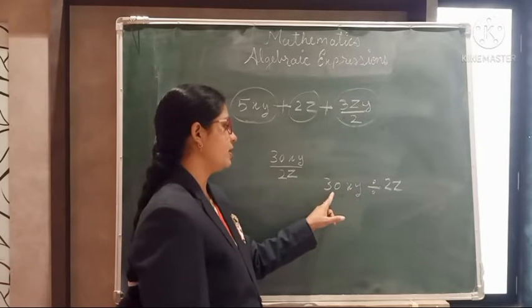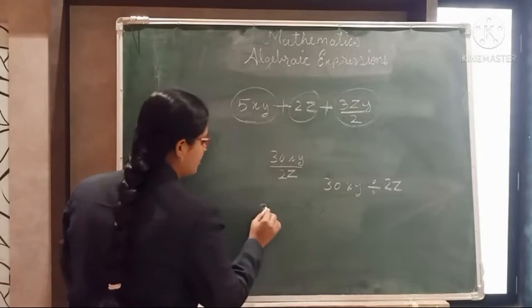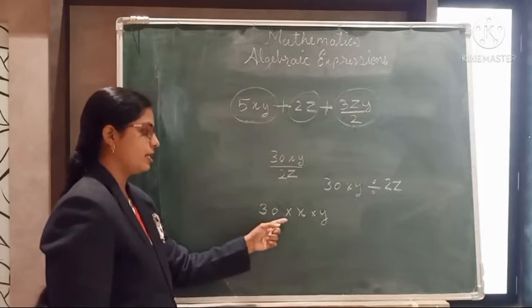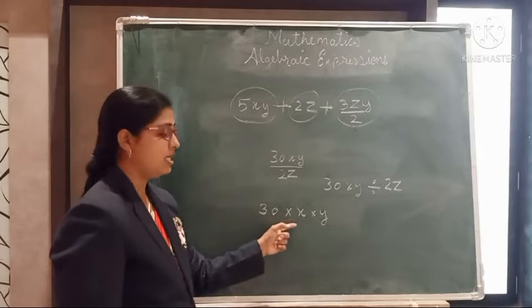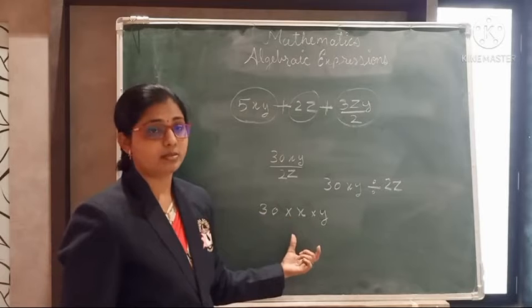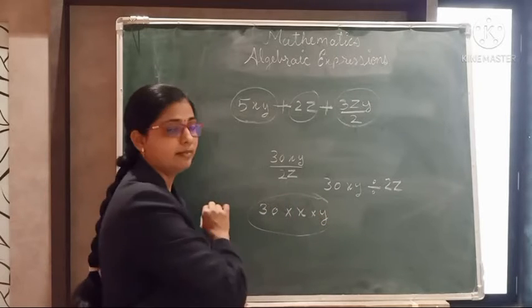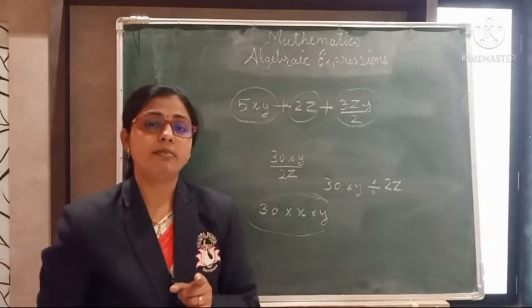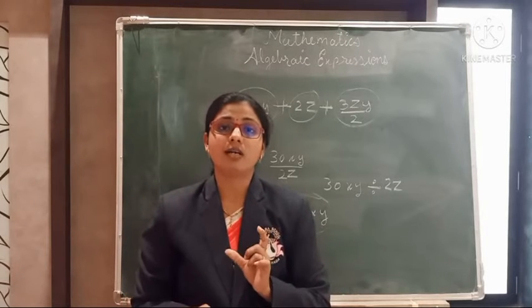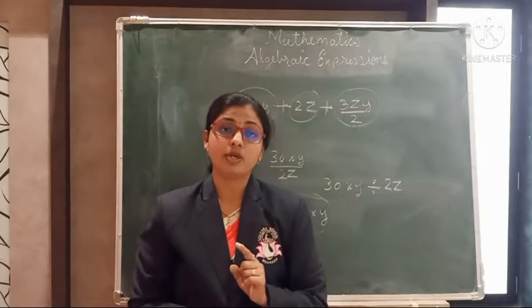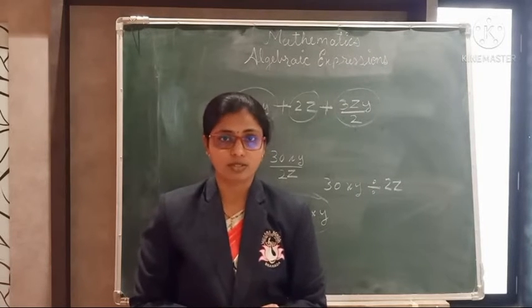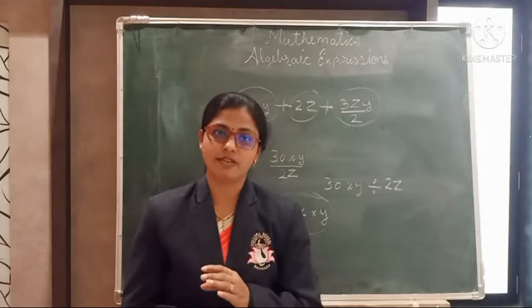Same way, here you can see 30. If I write this in this way, 30 multiplied by x multiplied by y, here you can see the multiplication sign is there. That means they are not separated, or they are not in different terms. They are combined in one term only. So always keep in mind, only plus and minus signs separate the terms. One more important thing you have to keep in mind is that multiplication and division will never separate two terms. These algebraic expressions are described in different ways.